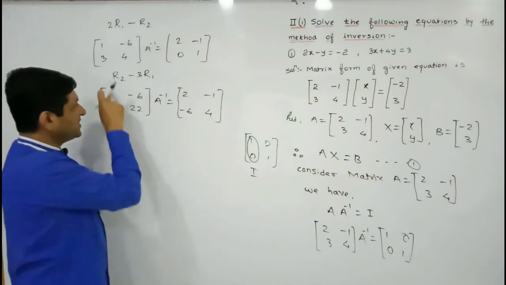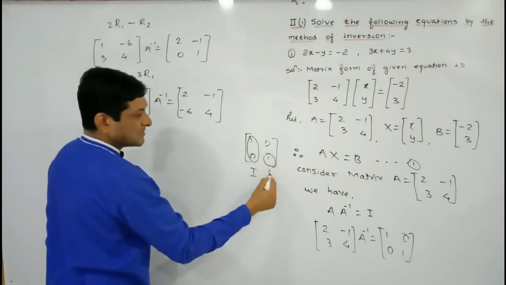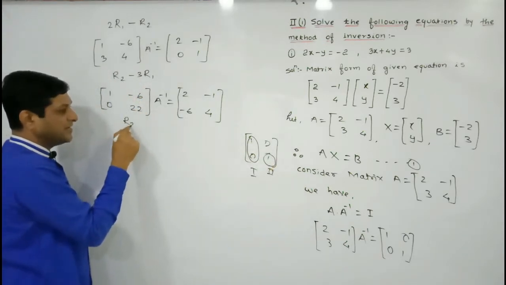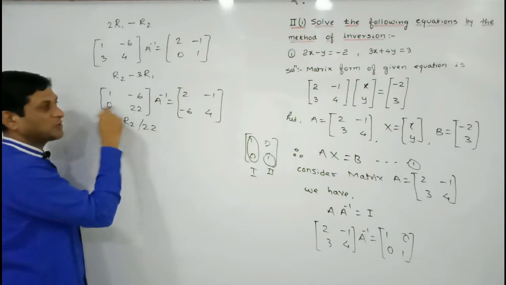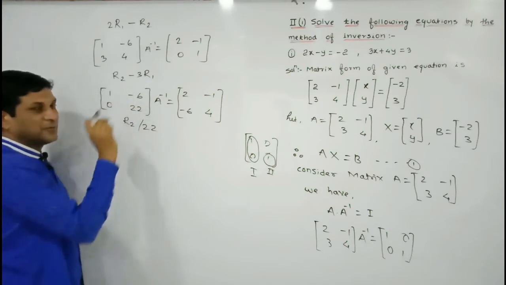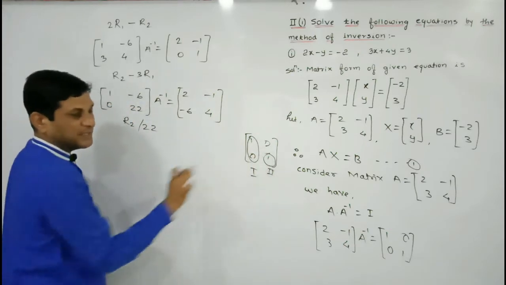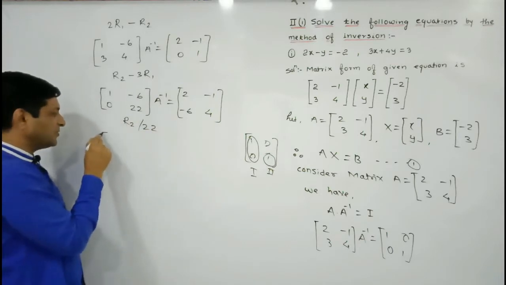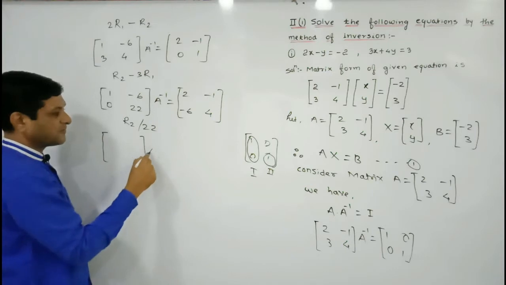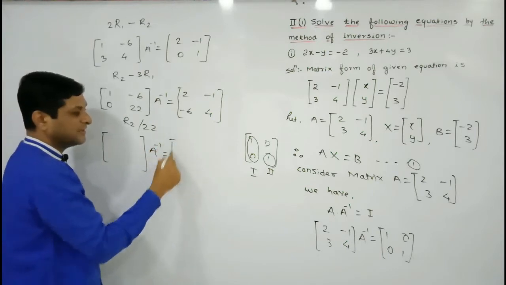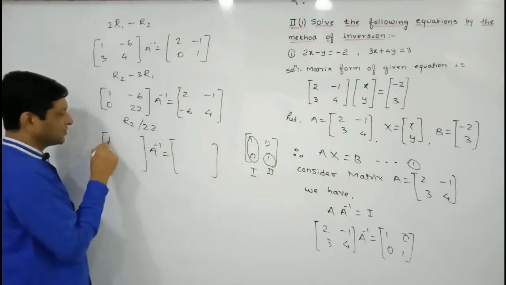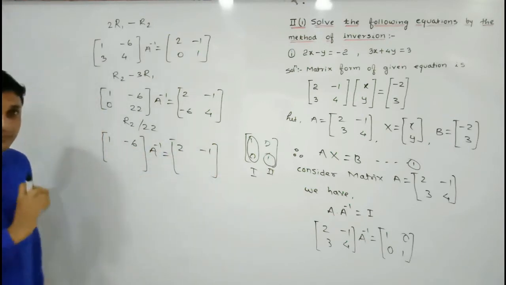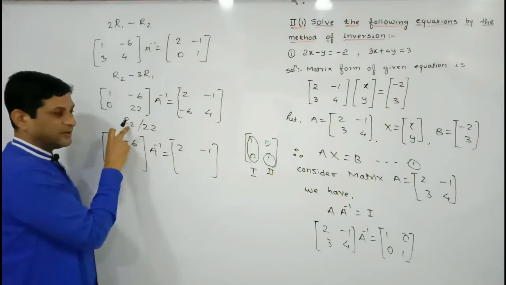Once the first step is completed, then the second step is to get 1 here. To get 1 here, I am dividing R2 by 22. Here we will get 0 and here we will get 1, means we will get 1 here. So that's why I am performing this operation on the element of R2. Let us see what we'll get after performing this operation on both sides. Since the operation is on R2, keep the element of R1 as it is on both sides. Now perform this operation on the element of R2.